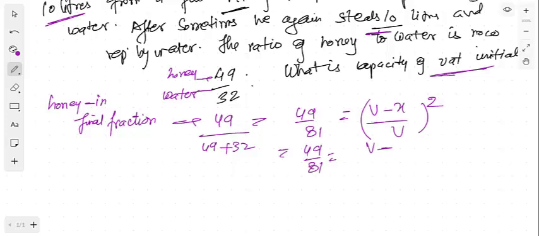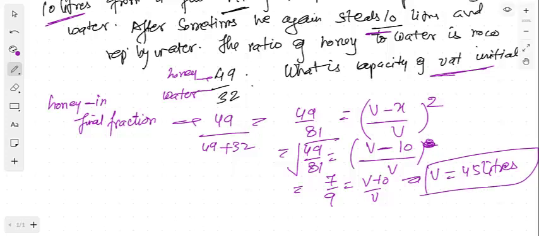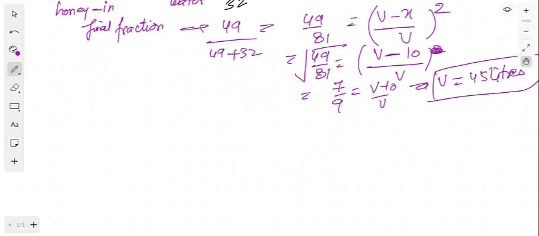V, we have to calculate. X is the number of liters being taken out, he is withdrawing 10. So (V minus 10) divided by V, whole square. This square will go to this side, so it will be under root. So 7 by 9 is equal to (V minus 10) by V, and when you solve, you'll get V as 45 liters, and this is your final answer. This is how we can solve the questions which depend on this particular concept.